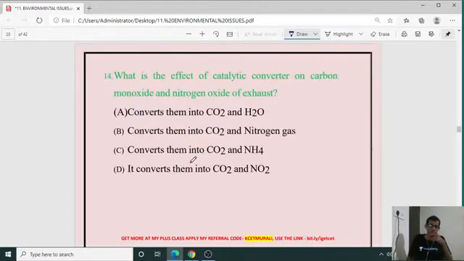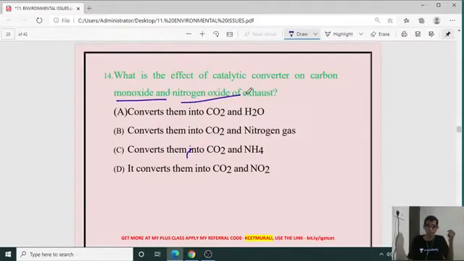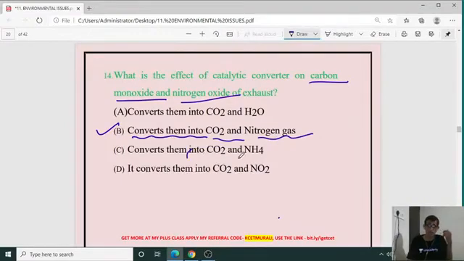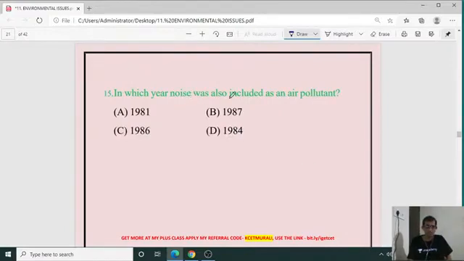Okay. Then what is the effect of catalytic converter on carbon monoxide and nitrogen oxide of exhaust? With respect to the 14th question, the right answer is B. Convert them into carbon dioxide and nitrogen gas. Carbon monoxide is more dangerous than carbon dioxide, and nitrogen oxide is more dangerous than nitrogen gas. So it is conversion of those into non-problematic gaseous particles.